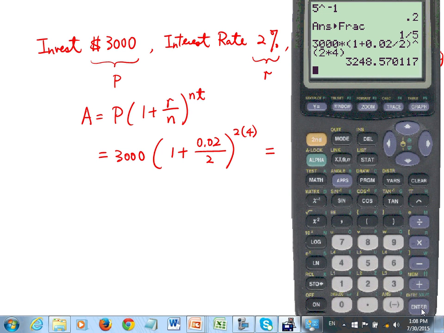I have 3,000 first, and then I times open parenthesis. You need the open parenthesis. And then 1 plus, and then you have 0.02 divided by 2. That is good, right? Don't try to do it in your head. Oh, I'm cool, let me figure that out. What is 0.02 divided by 2? Yes, you should be able to do that. But why bother? Let the calculator figure that out. And then close the parenthesis. You must close the parenthesis. Sometimes students miss that close parenthesis, and that becomes a problem.